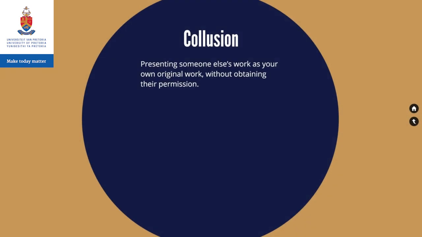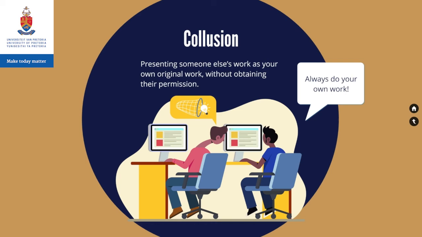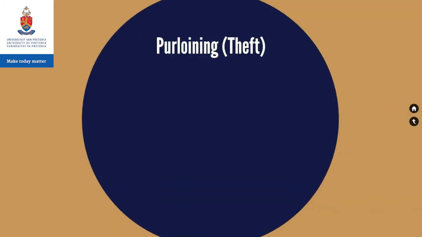Collusion refers to presenting someone else's work as your own original work and doing so with their permission. This means that one may not give their work to another student to copy. One may also not present another student's work as their own original work. Well, the only antidote to this type of plagiarism is doing your own original work.